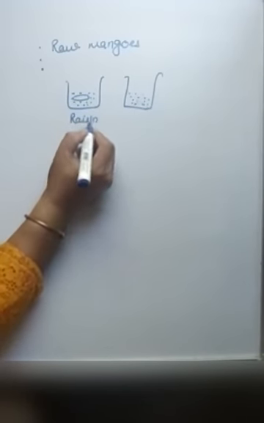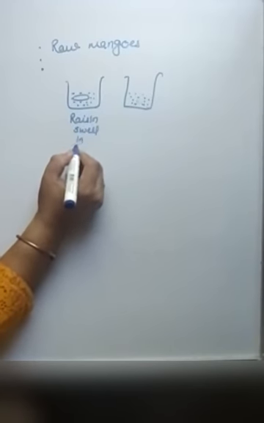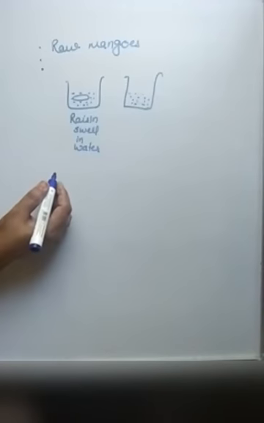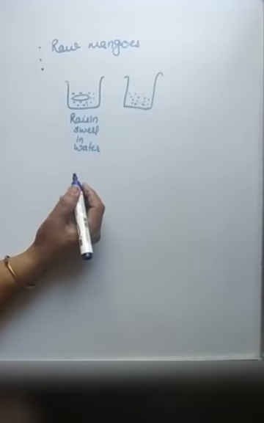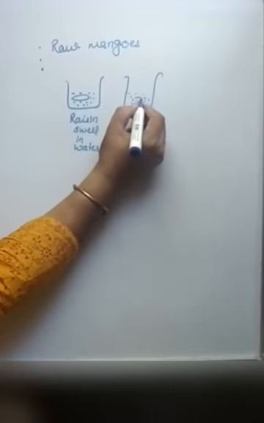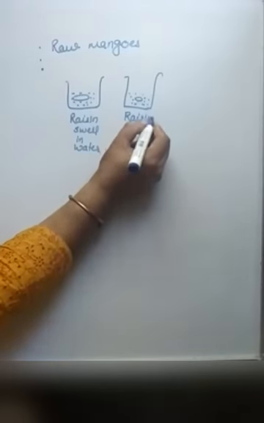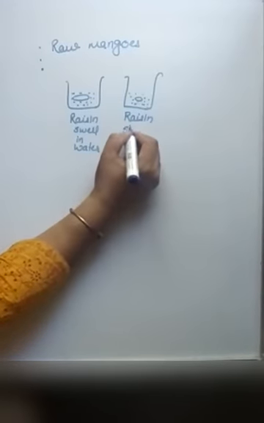This is one of the best examples. An egg swells when kept in water. An egg also shrinks when kept in salt water. So these are a few examples which show osmosis in our daily life.